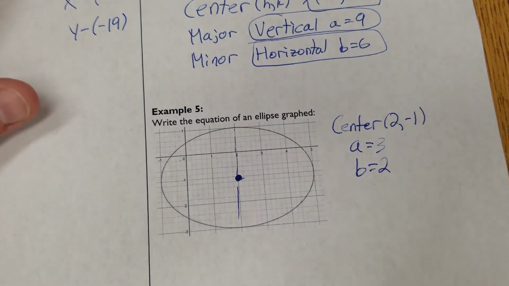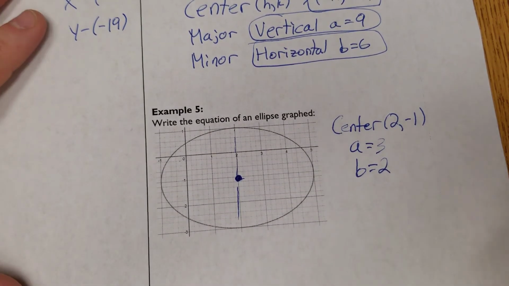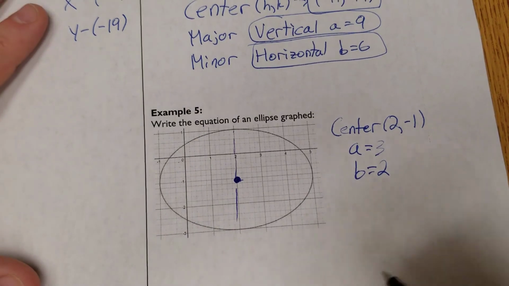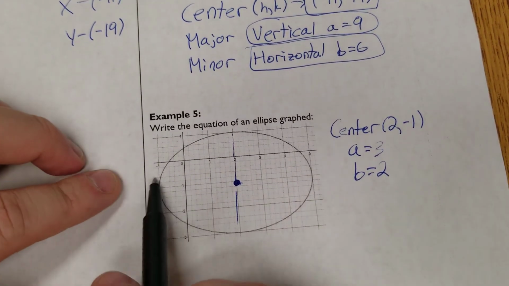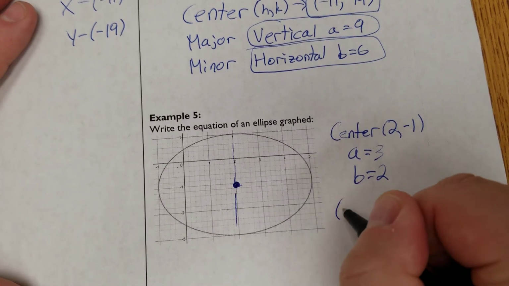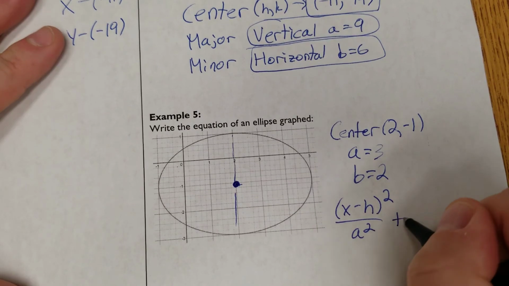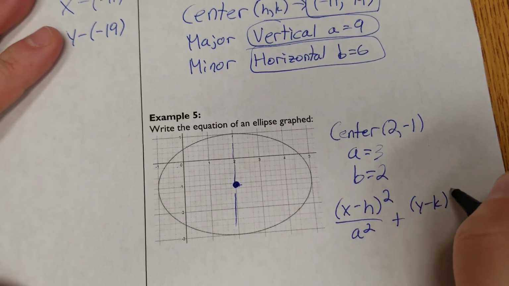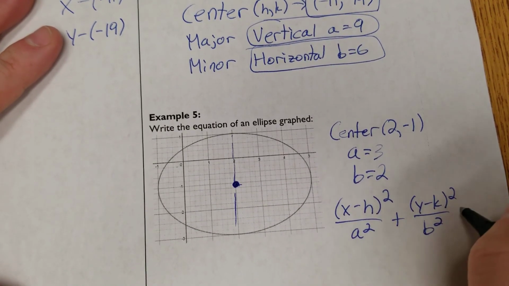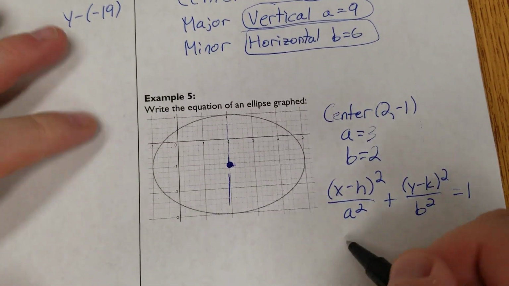Now that we've got that, it's back to the same first questions that we did on the previous page. We know all we have to do is just write out our equation form and fill it in. And it is clearly horizontal. It is longer from left to right than it is from top to bottom. So x minus h squared over a squared added to y minus k squared over b squared will be equal to 1. And let's go fill in the numbers that we just found.